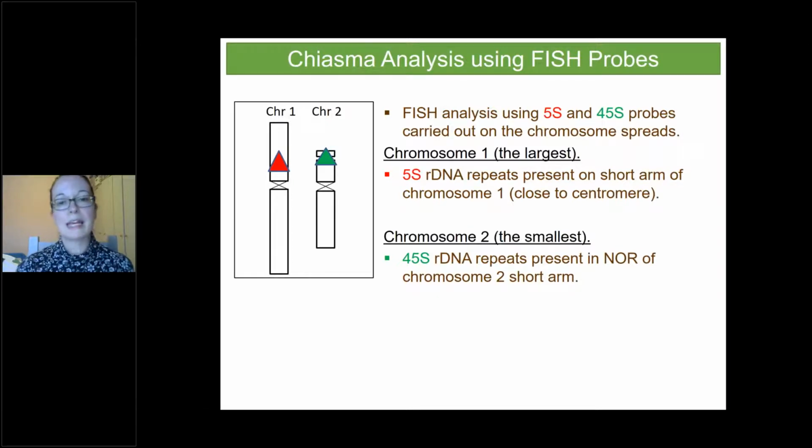And what we did, to make it a little bit more simple rather than trying to focus on all the chromosomes, which was to some extent impossible, was to have a fluorescence in situ hybridization analysis using just 2 probes, the 5S and the 45S probes here. And this enabled us to focus usefully on the largest chromosome, which is chromosome 1, and the smallest, which is chromosome 2, rather than looking at all 12 chromosomes in potato. So as you can see in this diagram here, the 5S red probe is tagging the short arm of chromosome 1, and the green is tagging the short arm of chromosome 2.